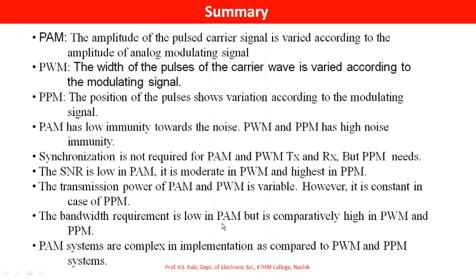The bandwidth requirement is low in case of PAM, but it's comparatively high in PWM and PPM. Bandwidth requirement is low in PAM, that is the advantage. But disadvantage is its requirement is high in PWM and PPM. PAM systems are complex in implementation as compared to PWM and PPM systems. So PAM is complex systems, PWM and PPM are less complex as compared to PAM.